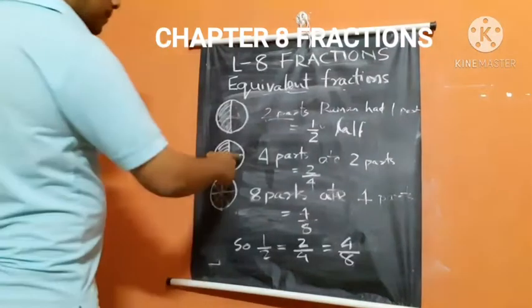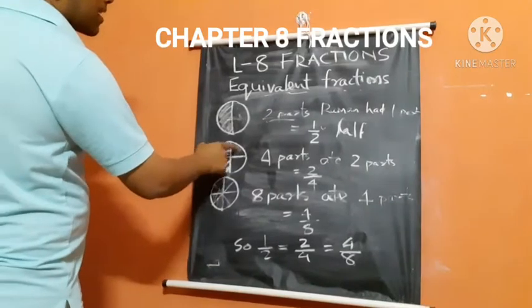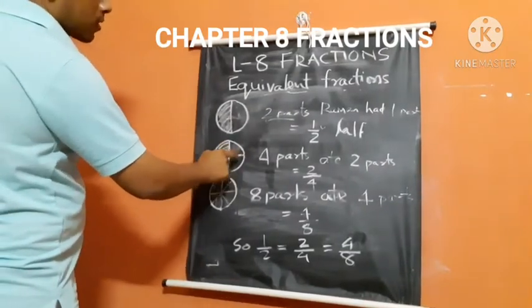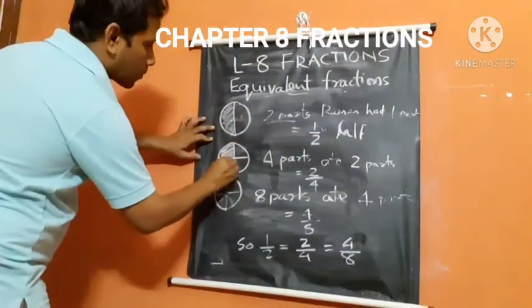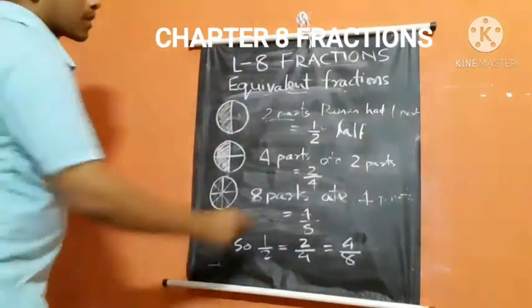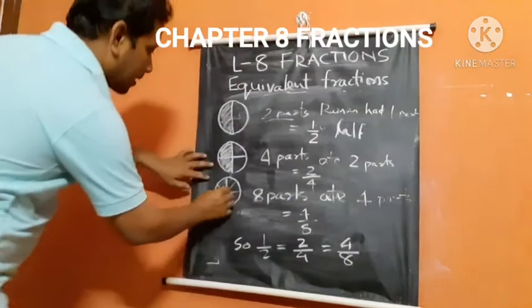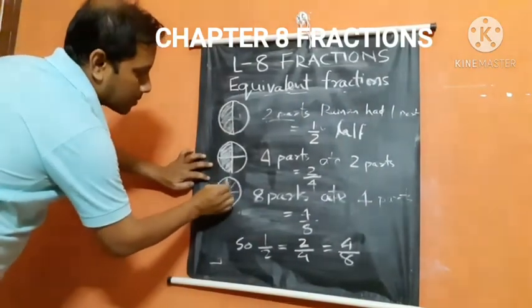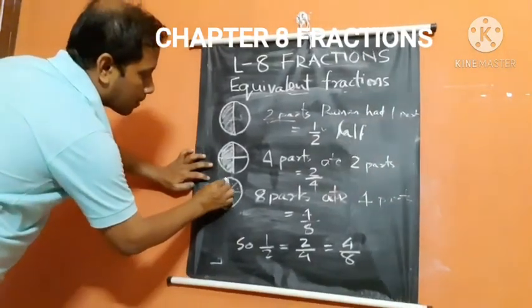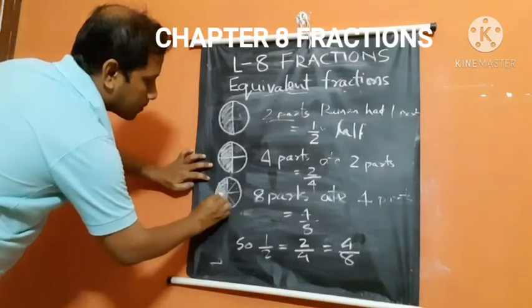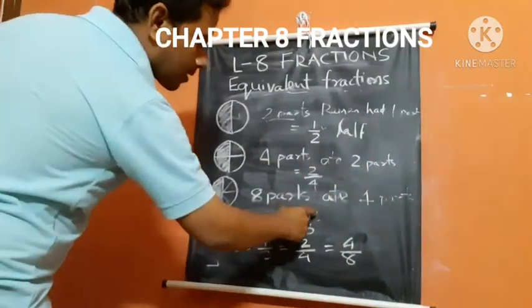Now next, his first friend divided the pizza into 4 equal parts. You can see 1, 2, 3, 4, 4 equal parts, and he ate 2 parts. So we can write that as 2 by 4. Now next, the third friend divided the pizza into 8 equal parts, that is 1, 2, 3, 4, 5, 6, 7, 8, and he ate 4 parts of that. We can write it as 4 by 8.